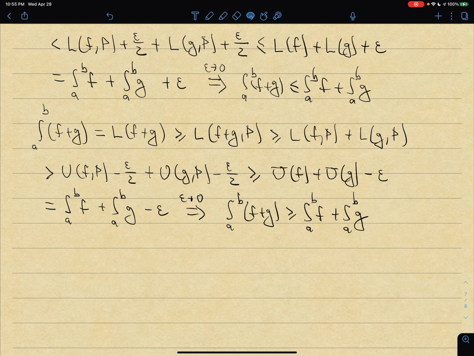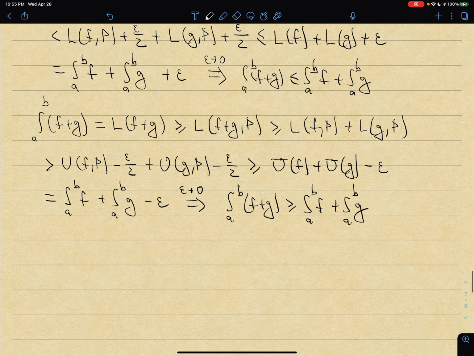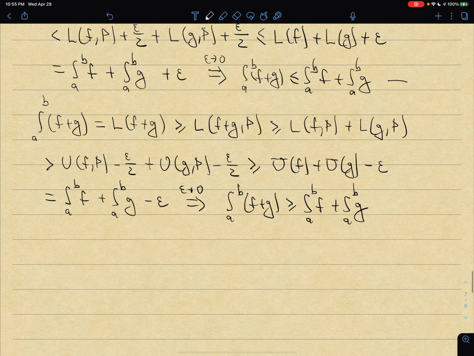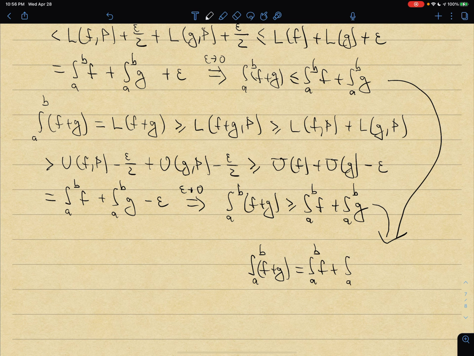And so that means that from here and from here, we get that the integral from a to b of f plus g must be the same as the integral from a to b of f plus the integral from a to b of g. And the statement is proved.